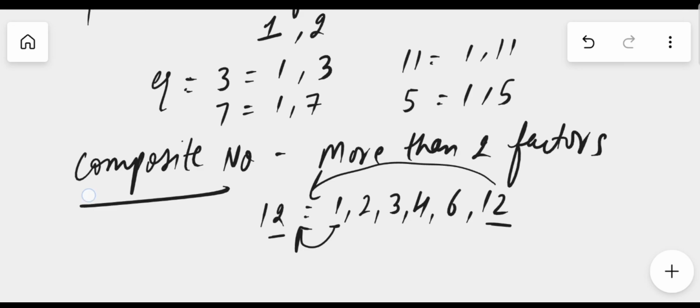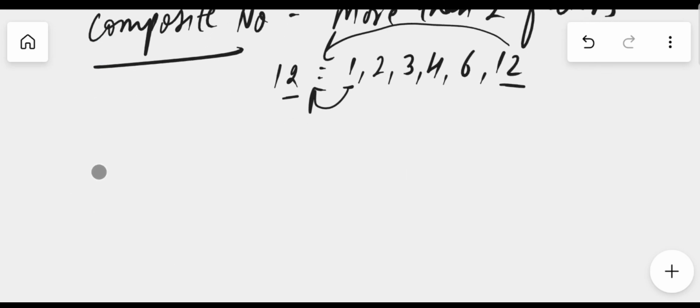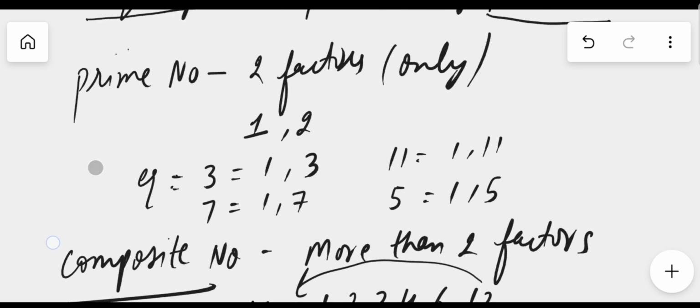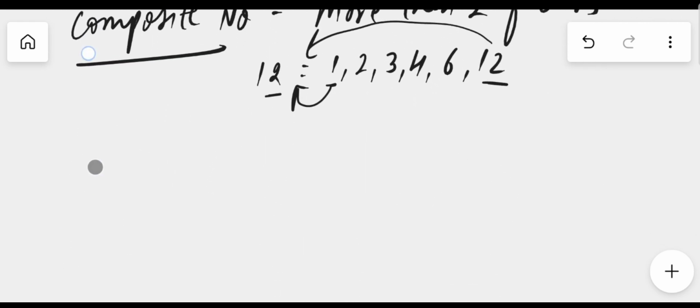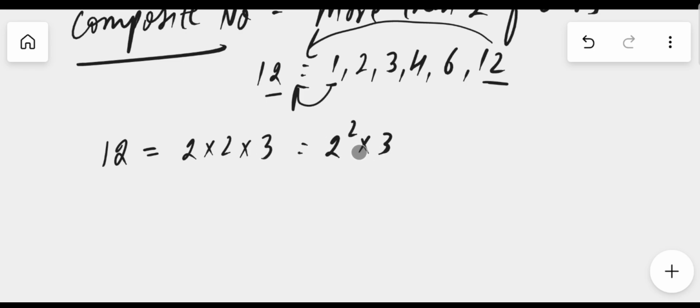Next is unique. I already marked the three words: first is composite, second is prime and third is unique. So I will explain what unique is. First of all, write the prime factorization of 12. We can break it down into 2 into 2 into 3, that is 2 raised to the power 2 times 3. No matter how you start, you will always end up with those same prime factors.